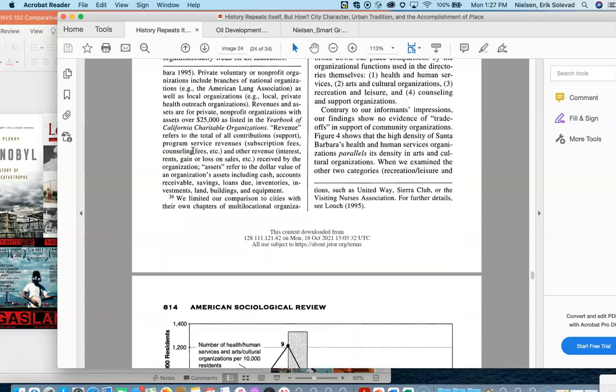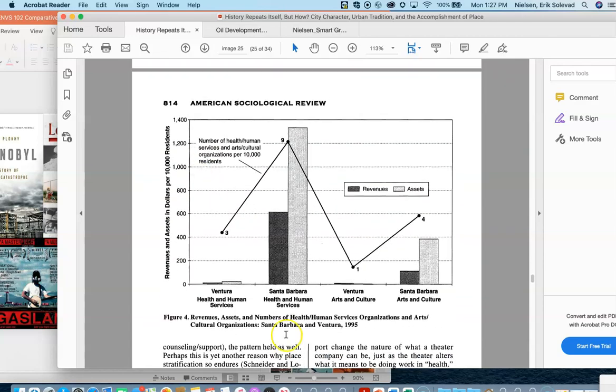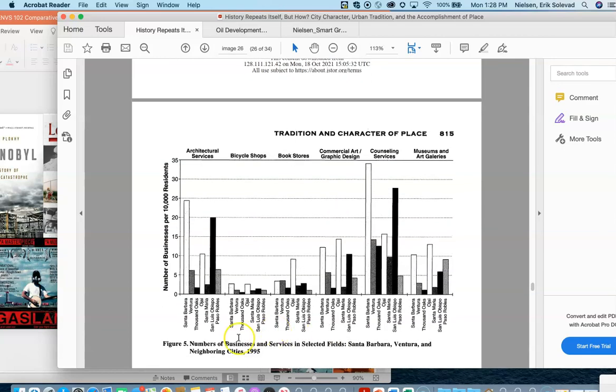As I said, I'll post this just in case you're interested. They looked at other things such as health and human services and arts and culture. Again, Ventura, not so much. Santa Barbara, lots of health and human services. Wealthier people like to be taken care of. You also have way more money coming in from arts and culture. And again, this is 1995, so it's higher in both Ventura and Santa Barbara, but Santa Barbara is still much, much higher.